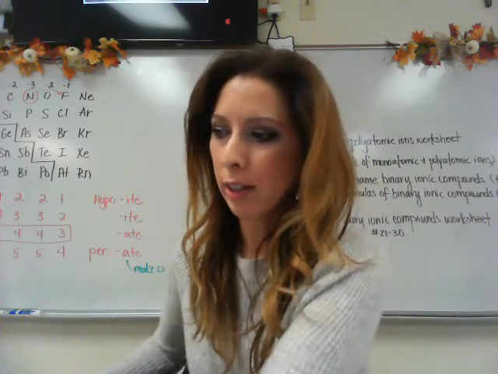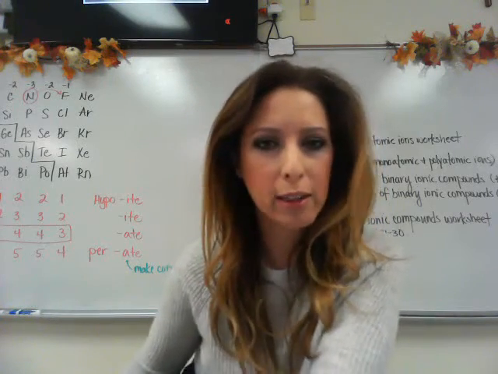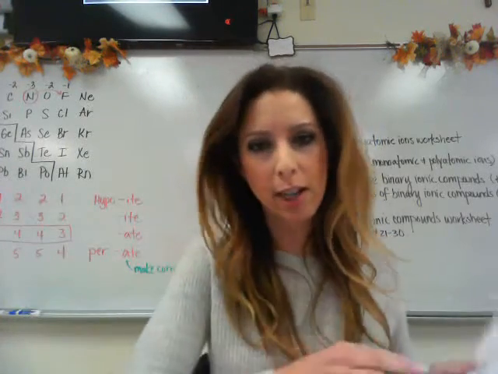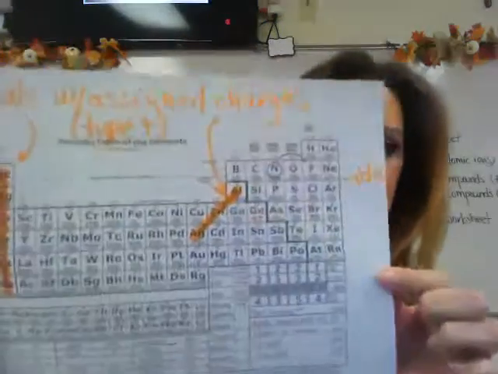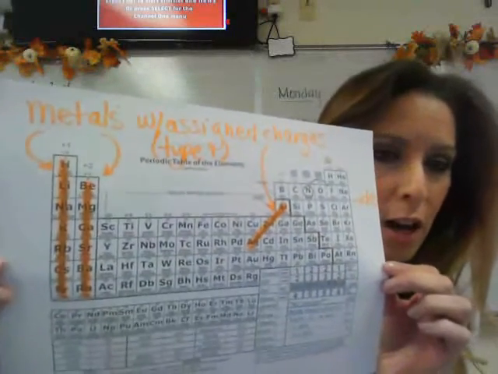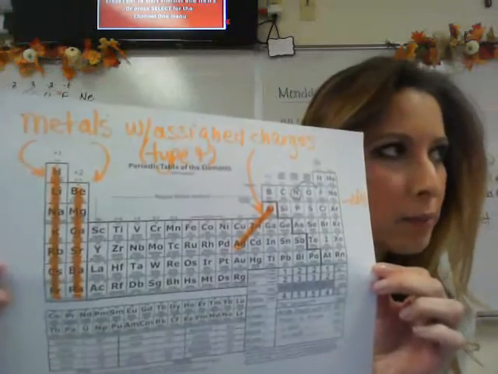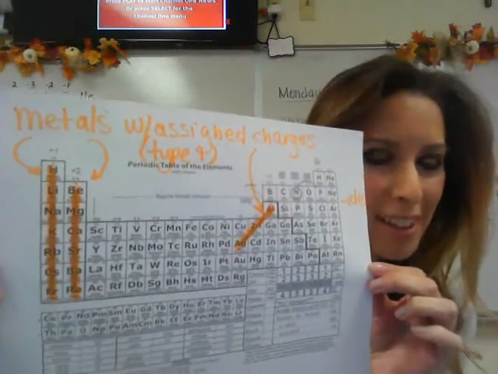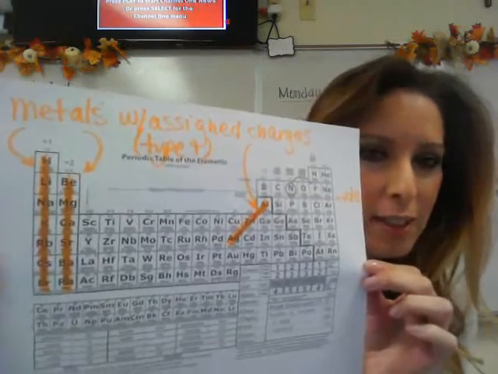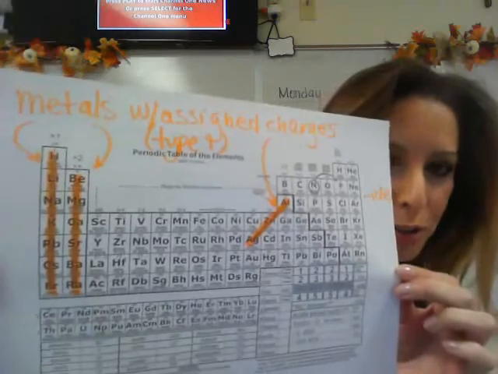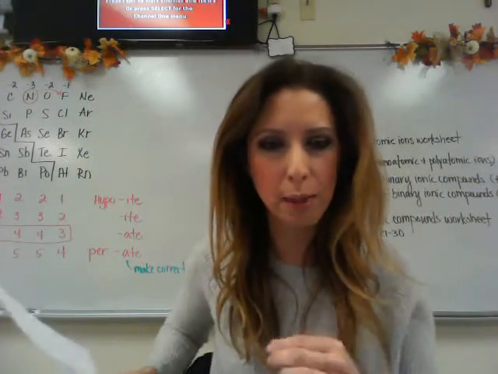All right, so I'm going to teach you how to write the formulas of type 1 binary ionic compounds. That means they contain a metal that has an assigned charge, and I have placed shading over the metals with assigned charges on this periodic table. And it's highlighted for you, okay? So the reason why we call these type 1 is because they contain metals with assigned charges.